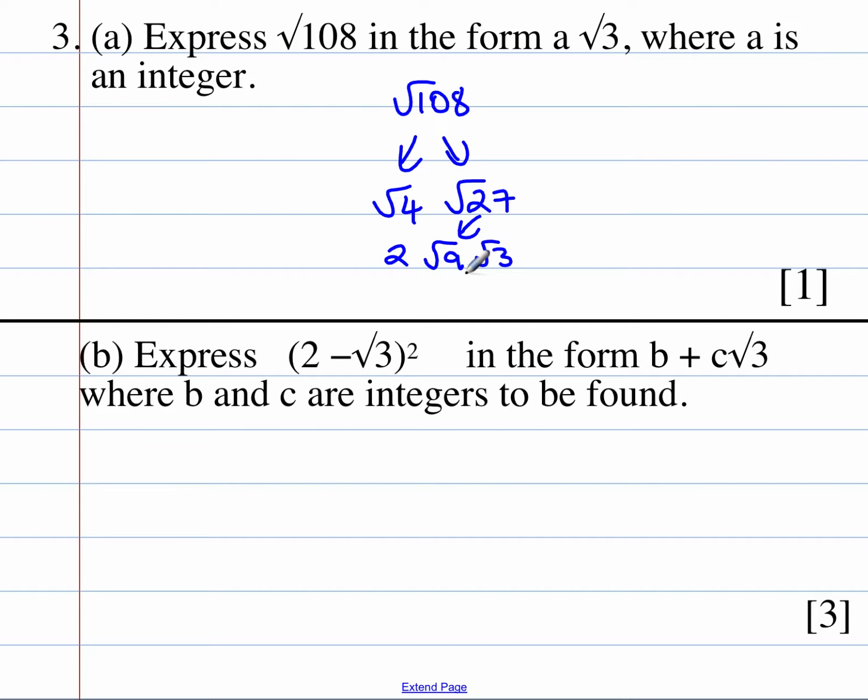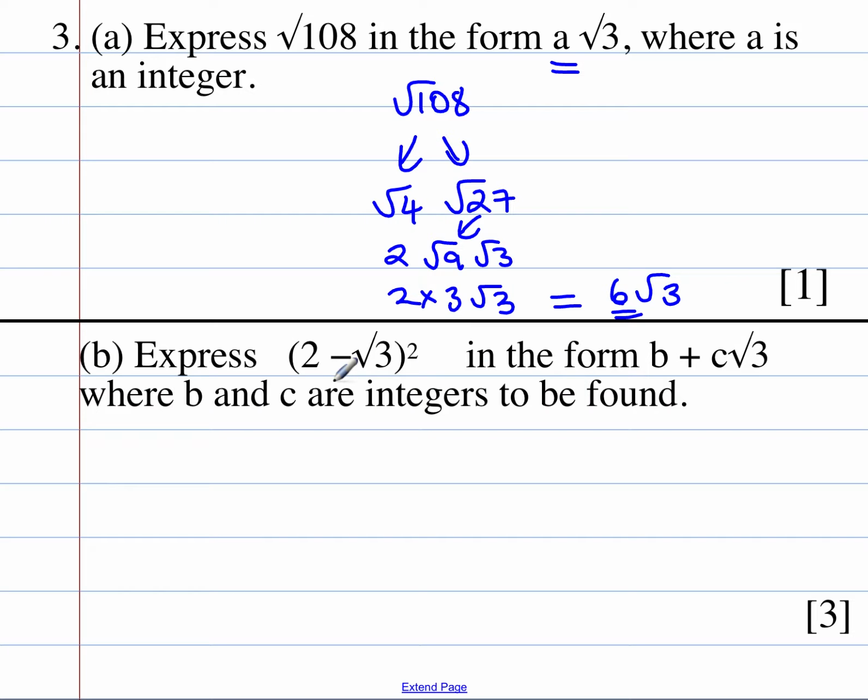What's special about 9 is that it's a square number, so if I square root it I get 3, and this term converts to a 3. We're timesing by root 3. Now I times my integers together to give me 6 root 3, and that's our value of a.